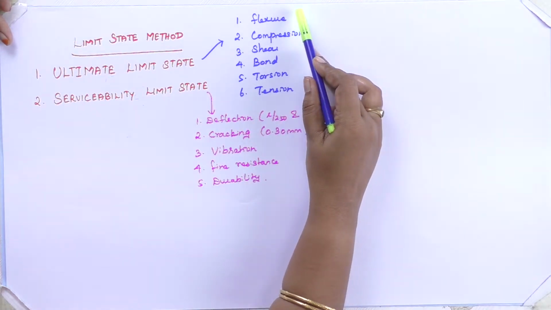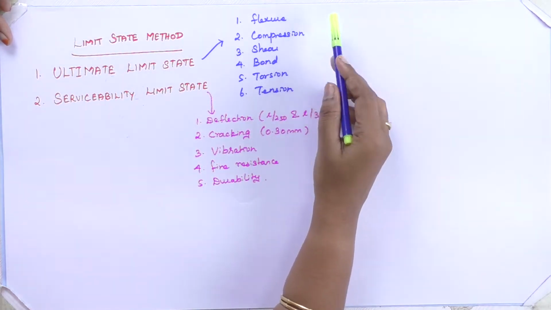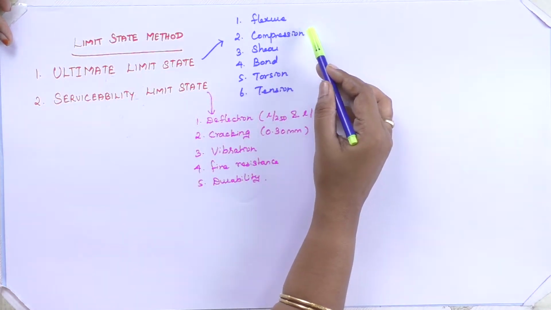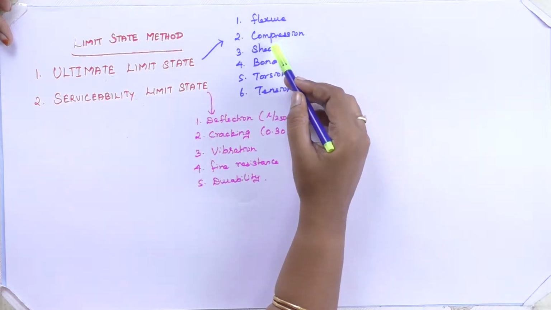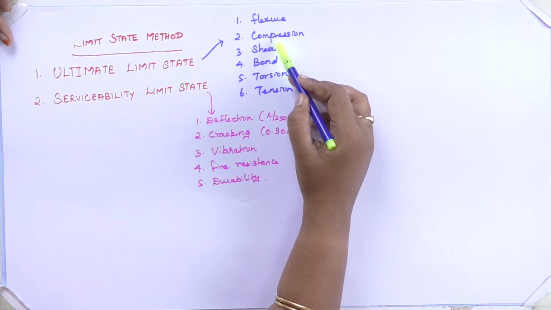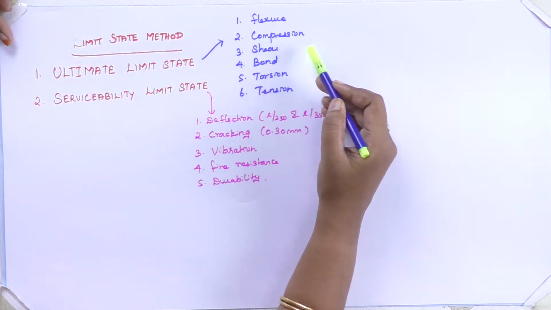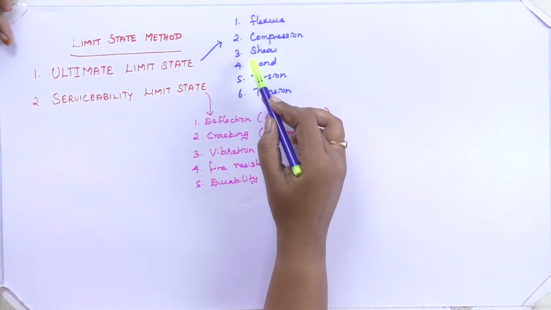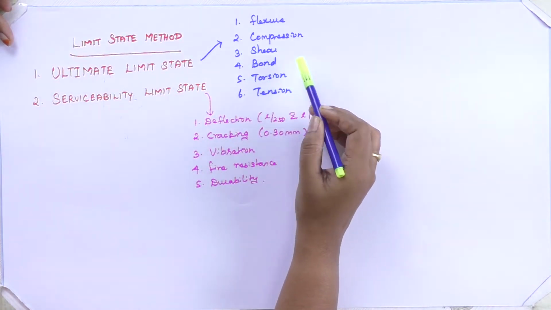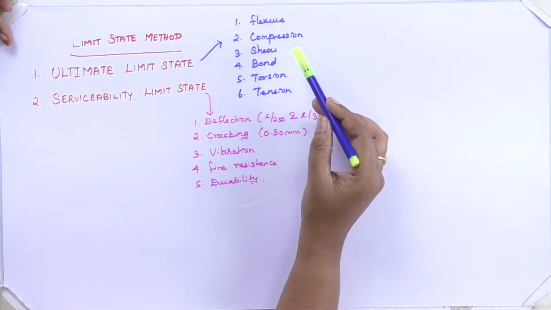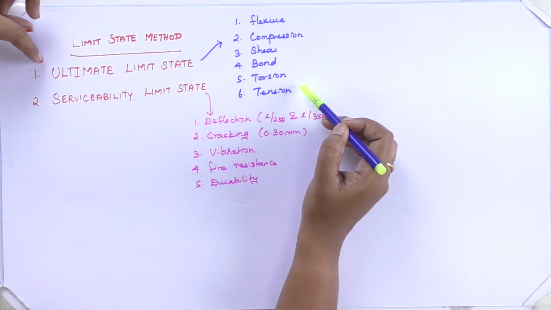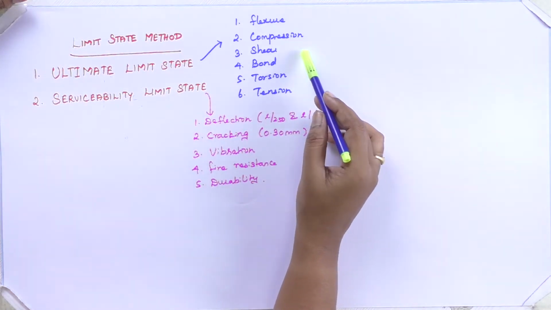Flexure is meant for flexural members, for example beams. Compression is for columns, and it includes uniaxial and biaxial compression also. Both flexure and compression members will be subjected to shear. We can also check the shear in this method, and bond can also be checked under limit state conditions. Then also the effects associated with bending, shear and torsion. Then for tension also we can check under limit state of collapse.